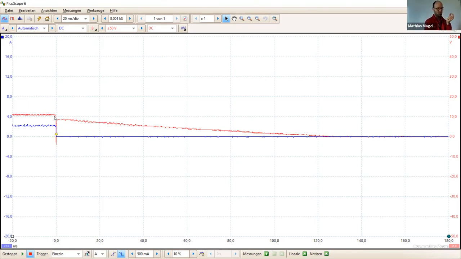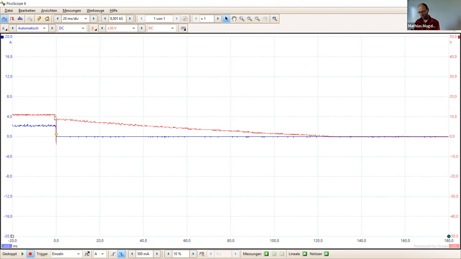I don't think so at the moment, because it would be necessary to directly measure at the rotor, for example, to see this difference, to measure at different positions. But I can only measure at the terminals here. Yeah, and that's why we don't really see it at the moment.